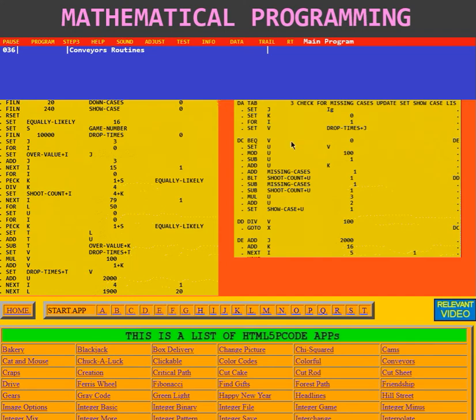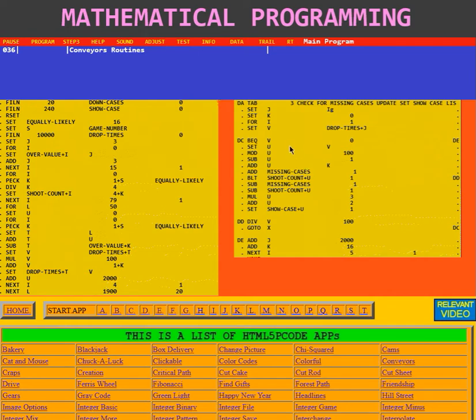Next thing it says, if that's equal to 0, we're not dropping anything now. So we go right down here to DE, and we go to the next conveyor by adding 2,000 to its offset, and 16 to the offset that is used for its chute count. Here U, we'll see that soon.